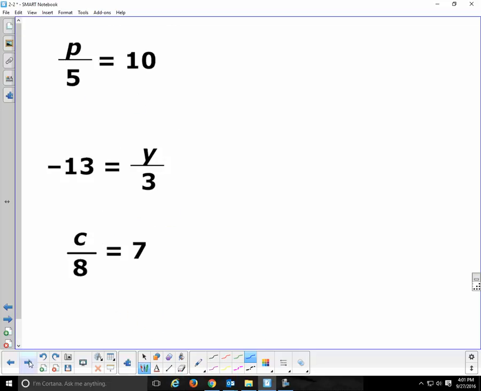Take a little bit, pause it, take a couple minutes, and try these 3 on your own. I'm assuming you paused it. I'm assuming you tried it on your own. Again, practice showing the work. First one here, P equals 50. Second one, negative 39 equals Y. And the last one, C equals 56.